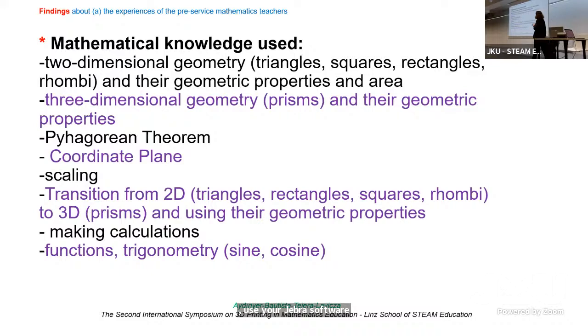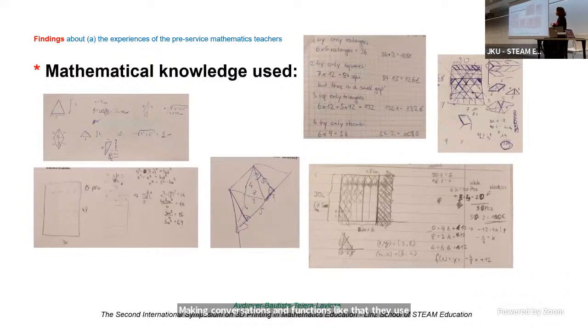For mathematical knowledge, they used different kinds of knowledge, not just 2-dimensional geometry, but also 3-dimensional geometry, theorems, the Pythagorean theorem, the coordinate plane, scaling, the transition from 2D to 3D, making calculations and functions like that. They used different kinds of mathematical knowledge, and those are pictures from their paper and pencil work.